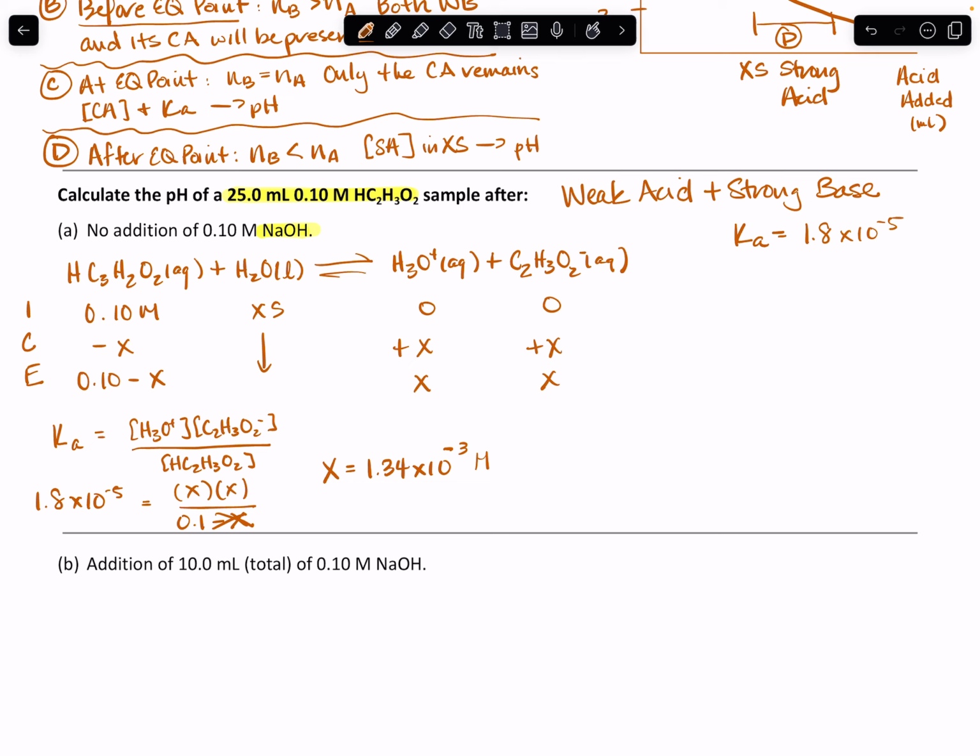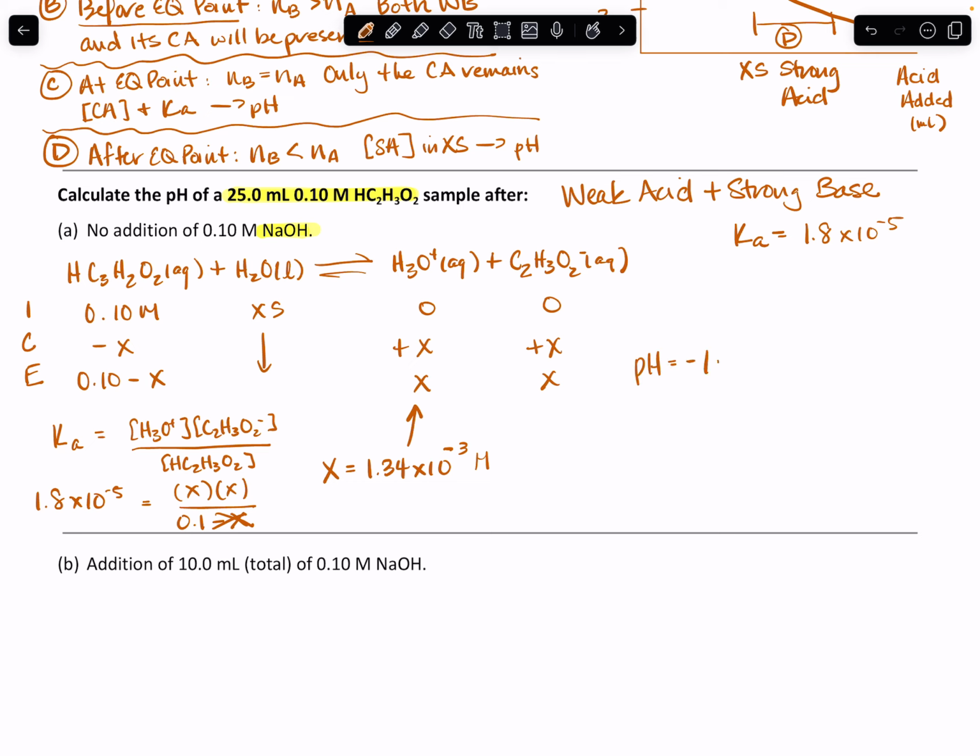All right, so that means at equilibrium, I have 1.34 times 10 to the negative third molar H3O plus present. All right, so that is going to determine my pH value. So pH is the negative log of that hydronium concentration.